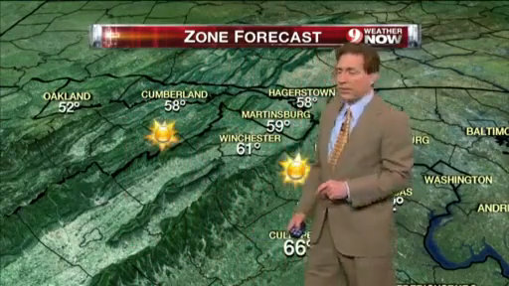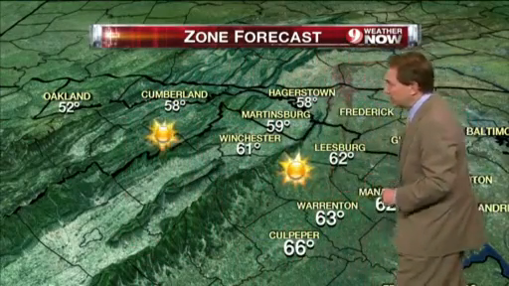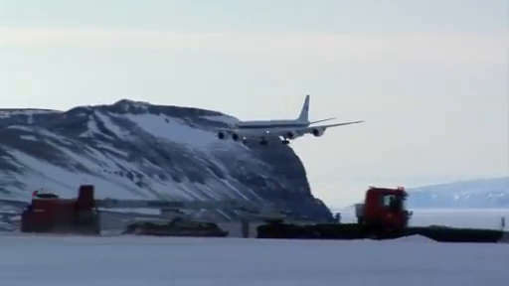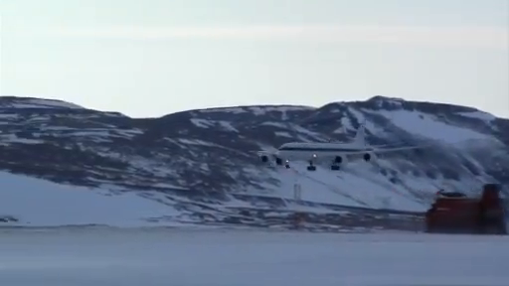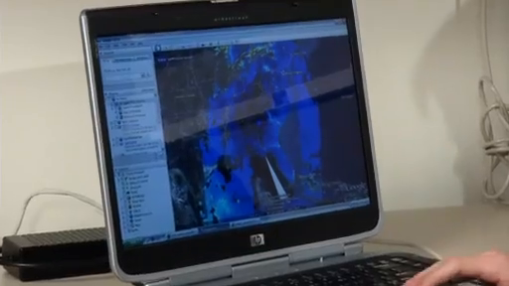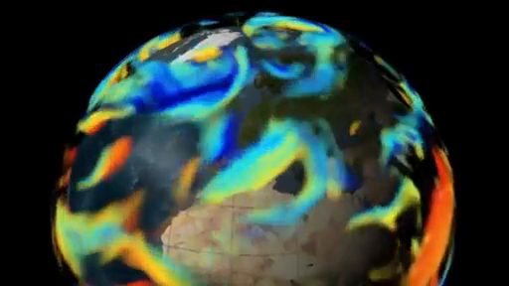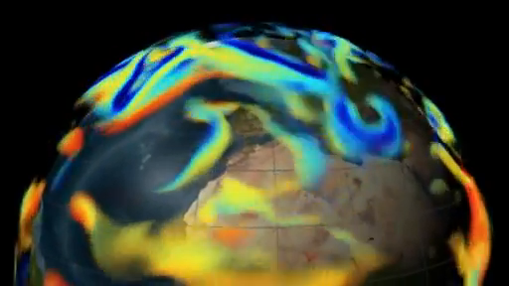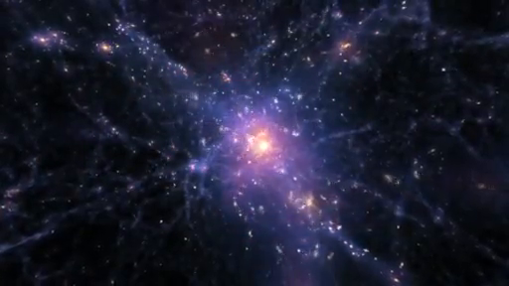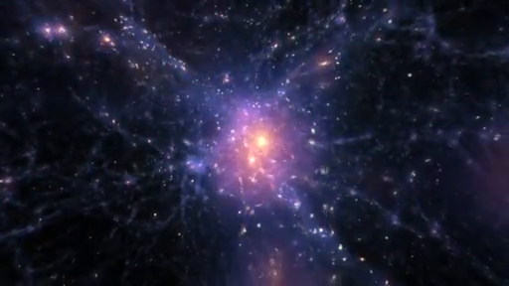Weather forecasters use them to create the nightly weather report. Airline pilots use them to learn how to fly planes. Experts use them in virtually every industry and discipline. They're computer models. At NASA, scientists use computer models to enhance our understanding of the Earth, the solar system, and the universe.